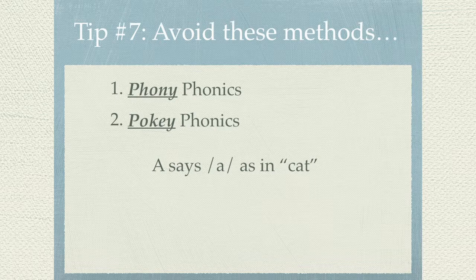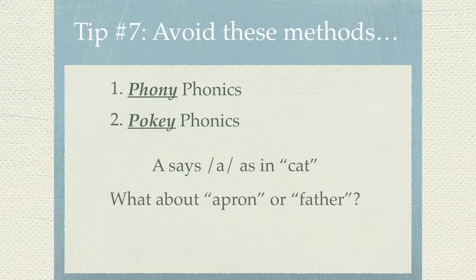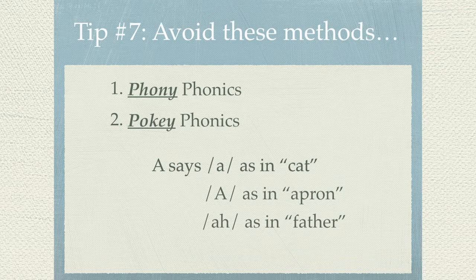I don't say A, says ah. Did you get that? Because they only need to know about the ah. But wait a minute, is that all they need to know? What about apron, where it says A, and father, where it says ah? Okay, if I teach ah, A, ah, they are now ready for cat, apron, and father. I have not misled the child.